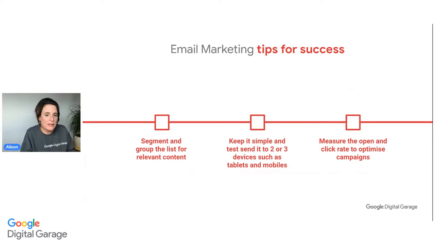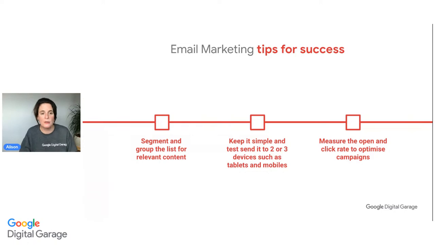So segment your list. Tailor your message to specific audiences. Group your email list into different groups of customers. Keep your email short, keep it to the point. If you want to share large pieces of content, link to it, link away from the email. And make sure you measure the open and click rate so that you can optimize future email campaigns.